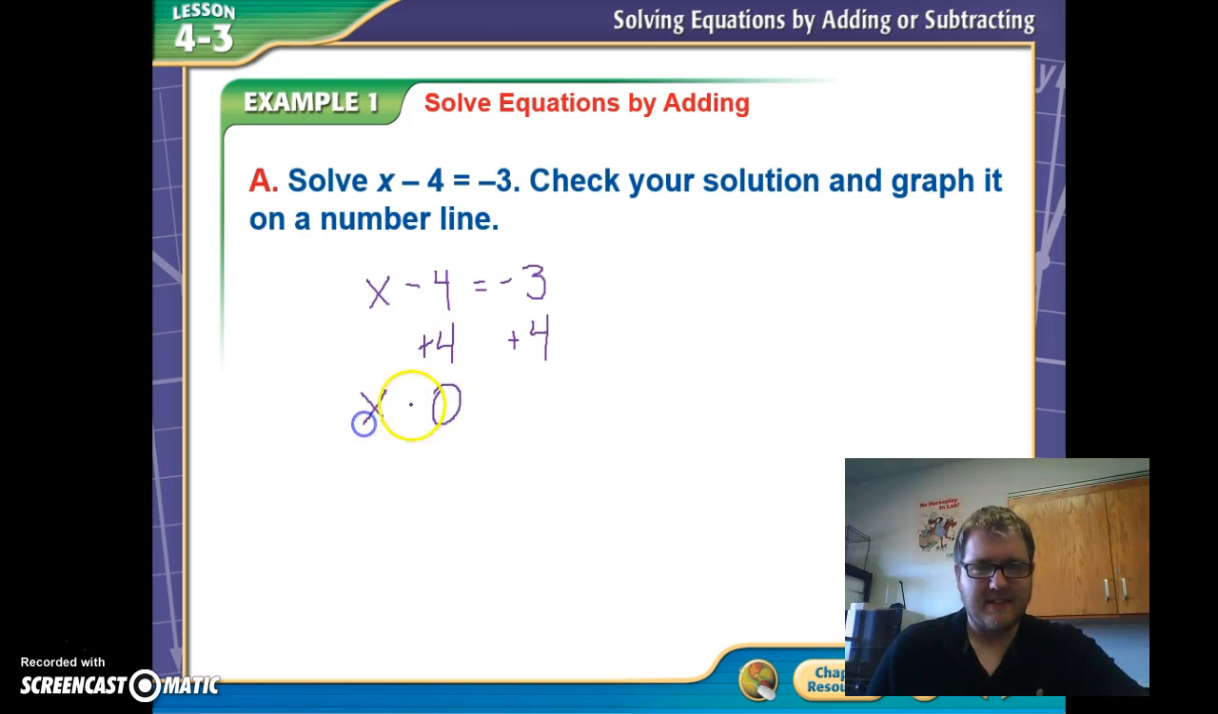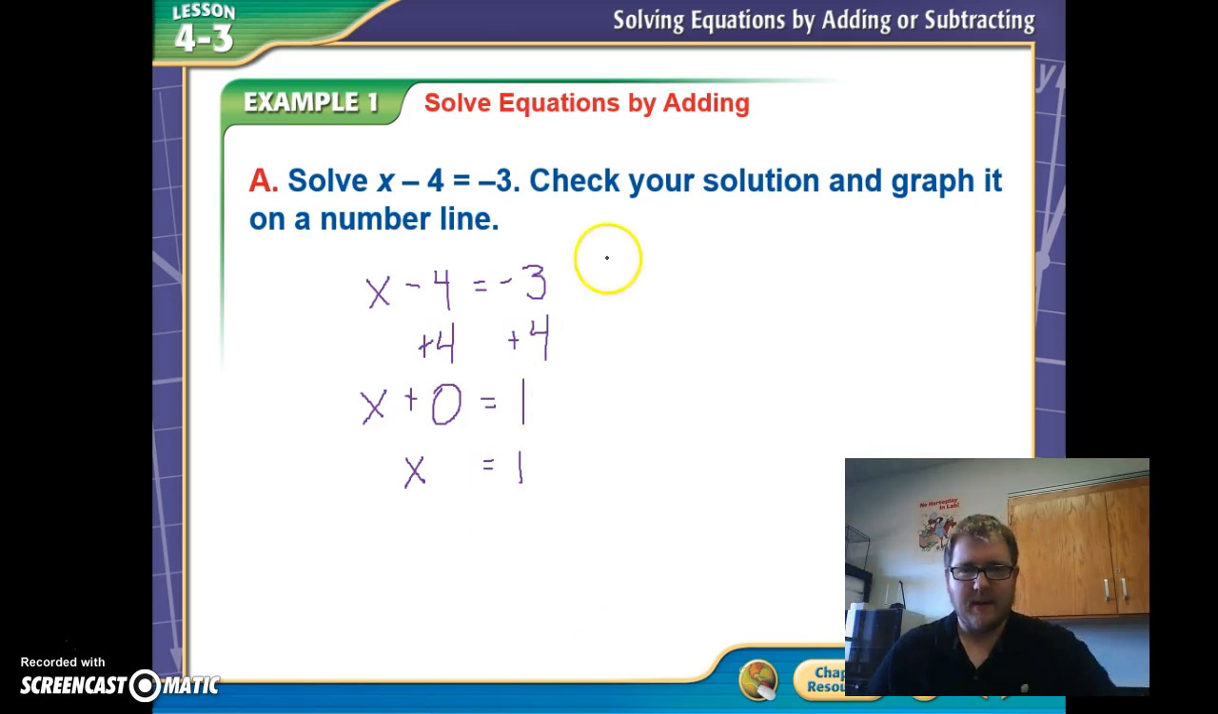I still have this x here, so I essentially have x and then a 0 equals, on this side I added 4, and I get negative 3 plus 4. Negative 3 plus 4 is 1. If I have x and I add nothing, I basically have x. So x plus 0, remember your zero property of addition, or your identity property, is just x plus 0 is x. And that is equal to 1.